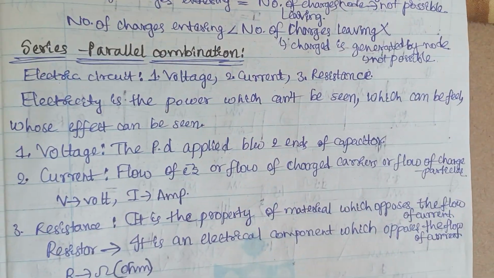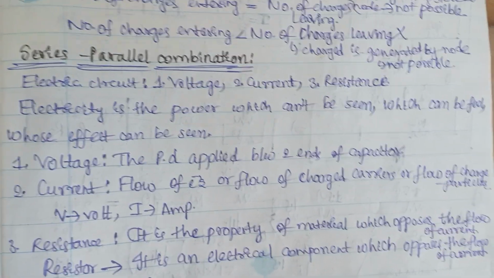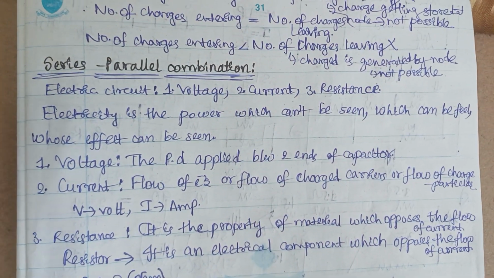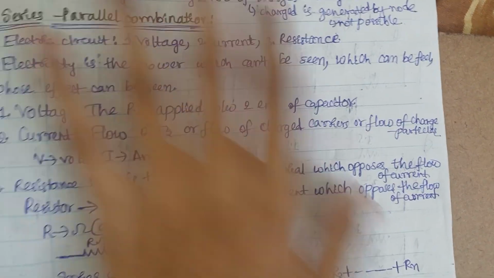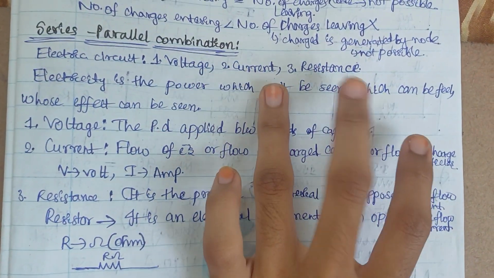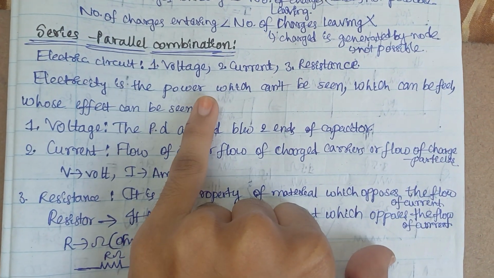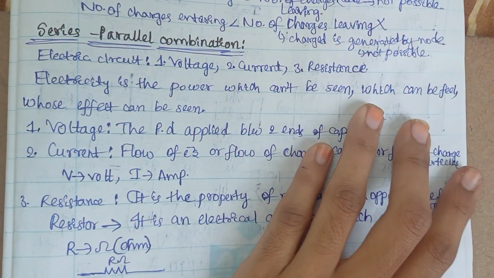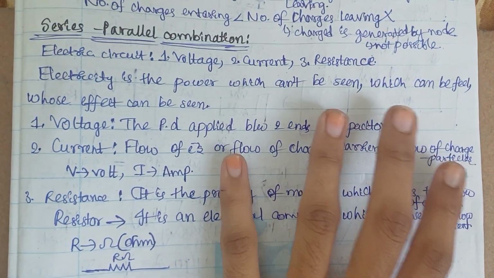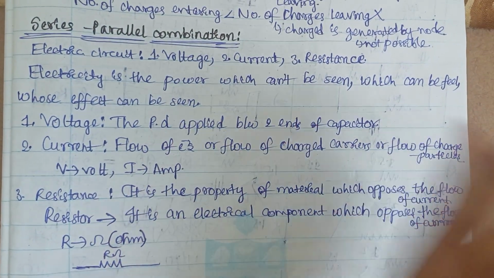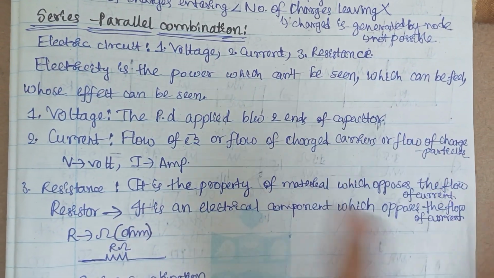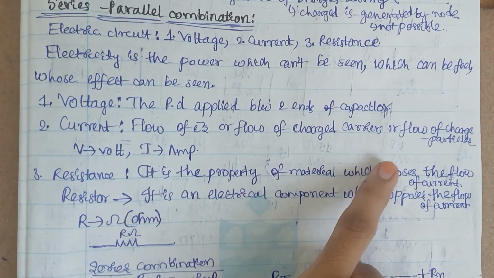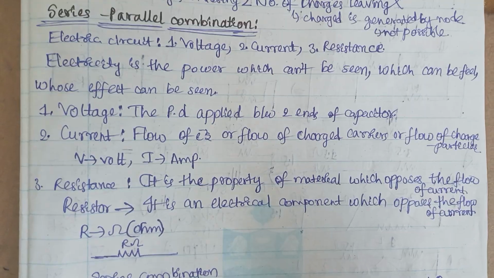And then according to our syllabus, we'll have series parallel combinations, which we have studied in our inter also. Here in an electrical circuit, you will have voltage, current, resistance. Electricity is the power which cannot be seen but can be felt, whose effect can be seen. Coming to voltage, a simple definition is the potential difference between two ends of a capacitor. And current is the flow of electrons, or flow of charged carriers or charged particles.